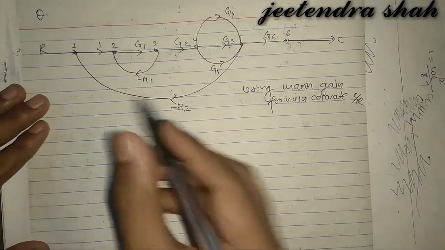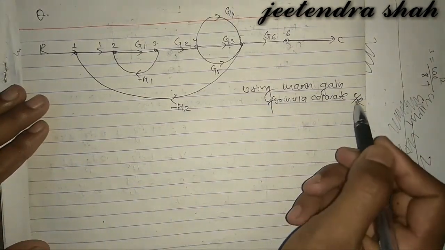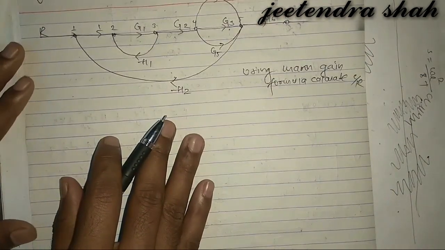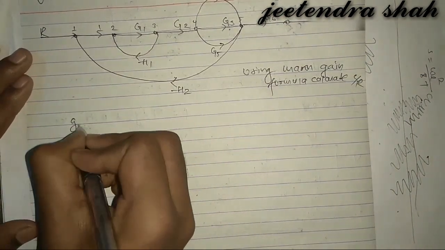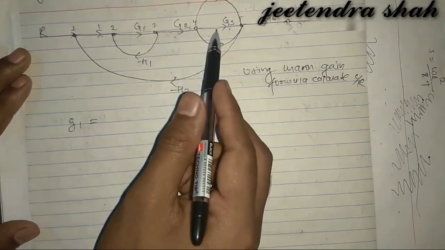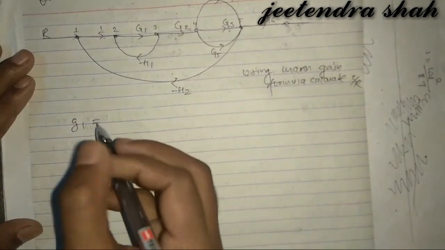So here we have the question. Using Mason's gain formula, calculate C upon R. So our first step is to calculate the gain of the forward paths. So for G1 we have 1 into G1 into G2 into G3 into G6. We have the first forward path.